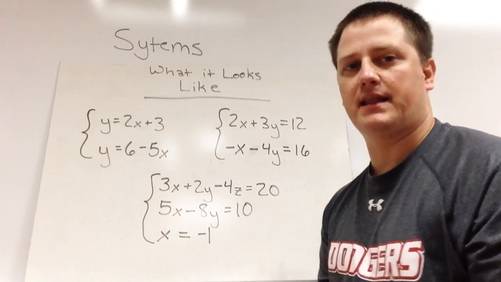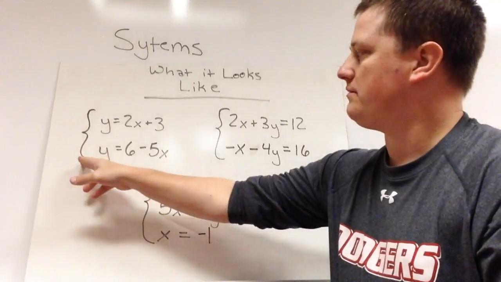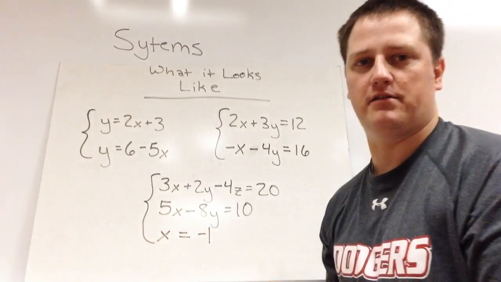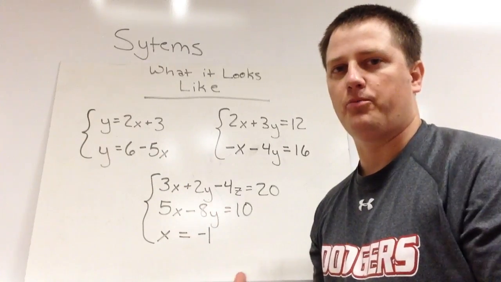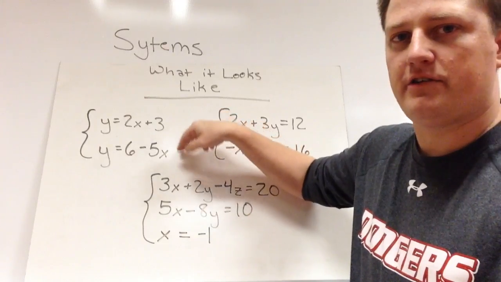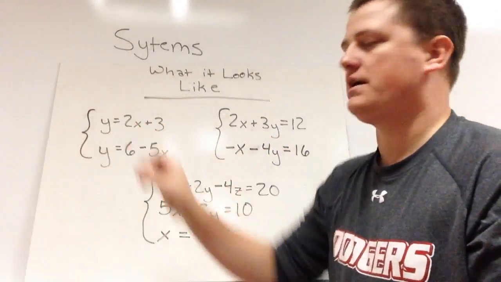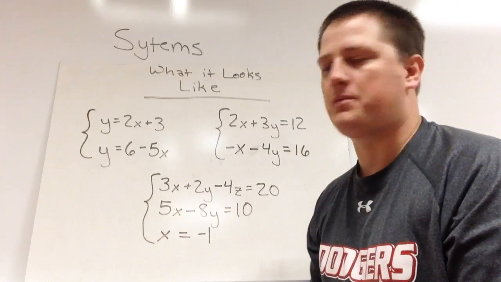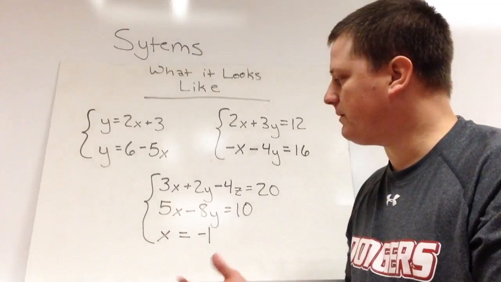The most basic thing that we need to look at is what they look like. All systems should have these braces in front, and these braces are what group our equations together. We have two linear equations here, both in intercept form. The form really doesn't matter as long as they're within the braces. Here we have two linear equations in a different form.